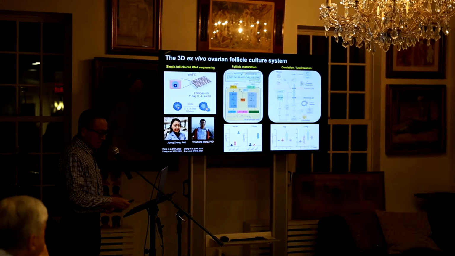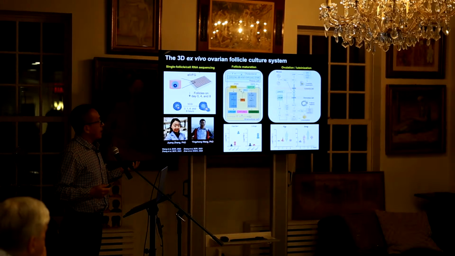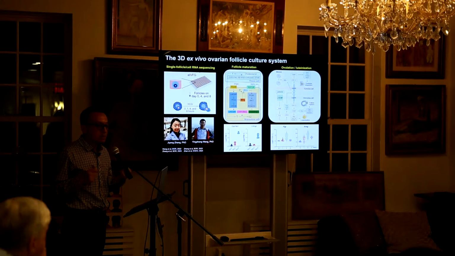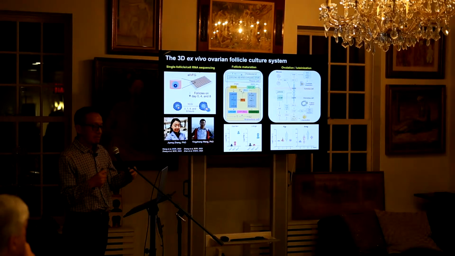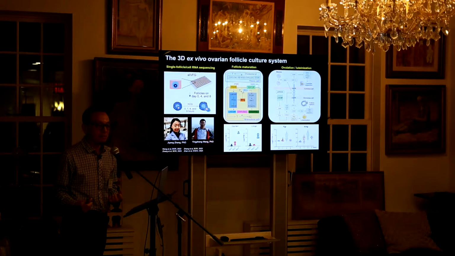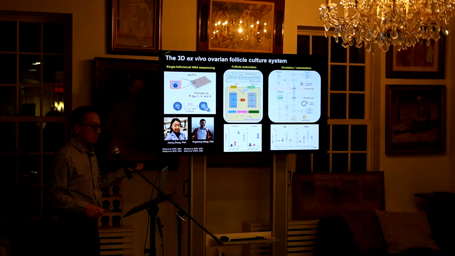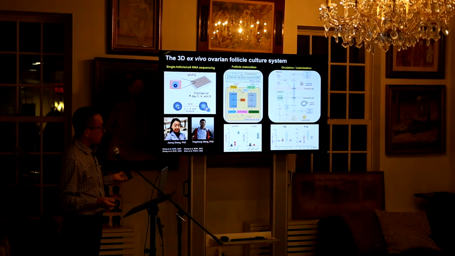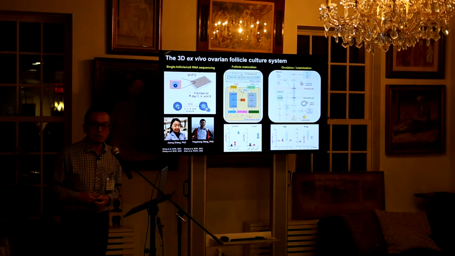So after I had my own lab, we also wanted to know whether this model can also preserve the FSH- or LH-dependent follicle maturation and ovulation process at the molecular level, because we really want to use this model to do a deep dive and study drugs, targets, or toxicology. We want to know the molecular mechanism.